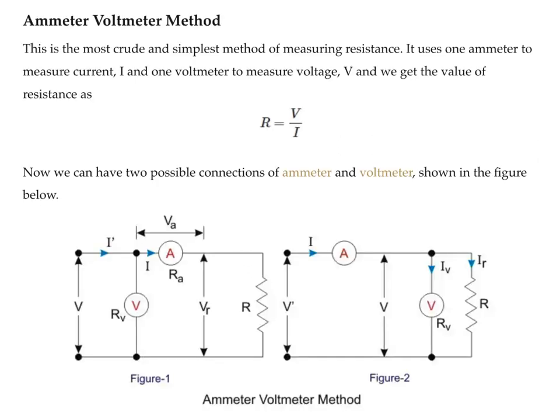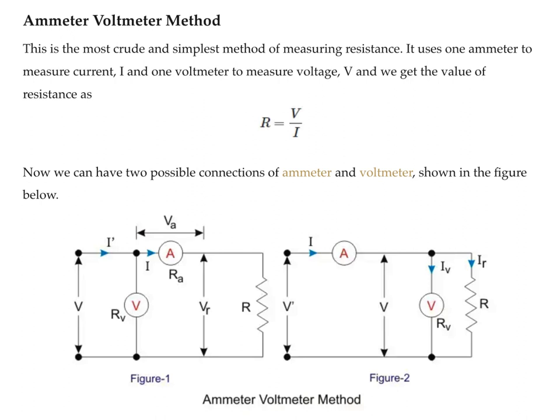The voltmeter-ammeter method is used for measuring resistance by Ohm's law, using the values obtained from the voltmeter and ammeter connected with the unknown resistance. Ohm's law says that V equals IR. So if you make R the subject of the formula and divide voltage by current, what you get is the value of resistance using the voltmeter-ammeter method. It requires a voltmeter of very high resistance and an ammeter of low resistance.